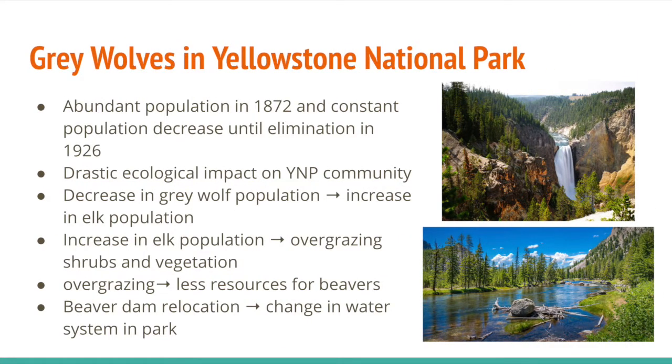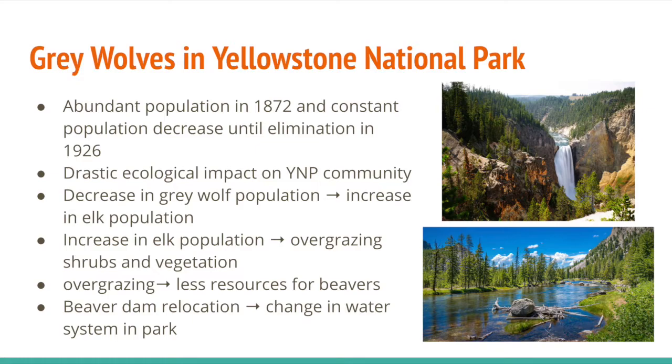A well-known example of a keystone species is gray wolves in Yellowstone National Park. Gray wolves were abundant when the national park was founded in 1872. However, they were perceived as a threat to humans and livestock, as well as hunted for their pelts, which caused a gradual decrease in their population until they were completely eliminated from Yellowstone in 1926. The elimination of this keystone species caused a cascade of changes in the ecosystem.